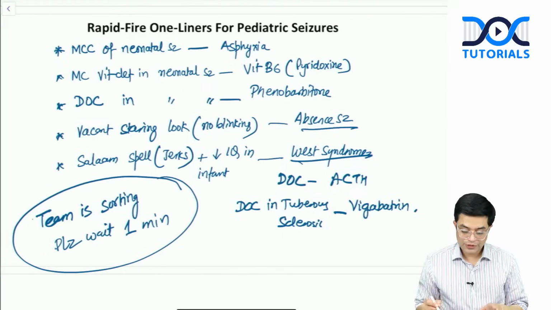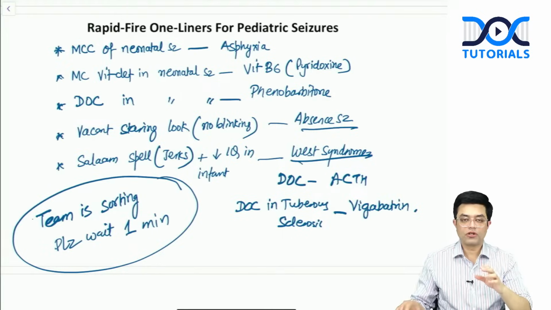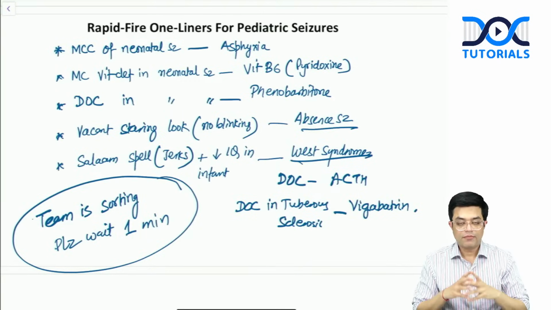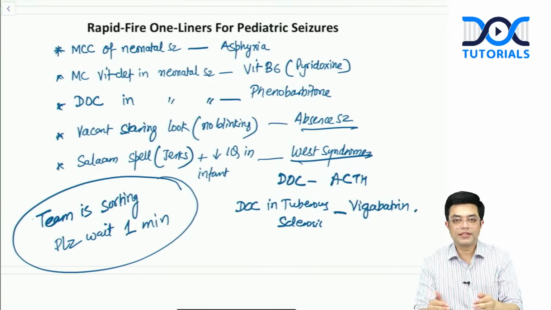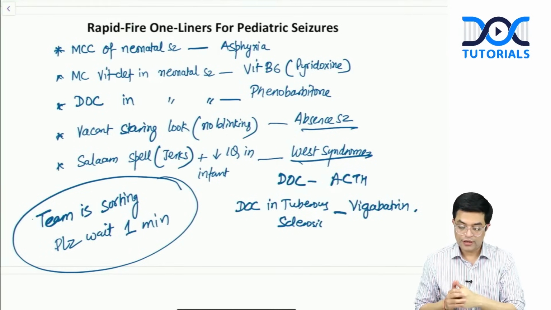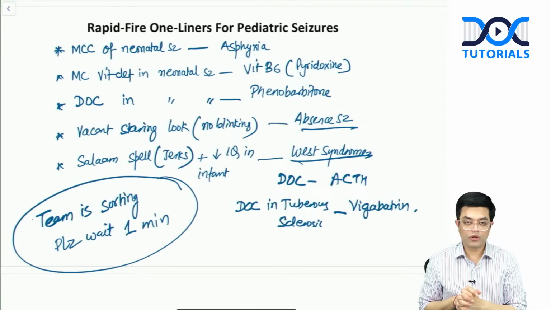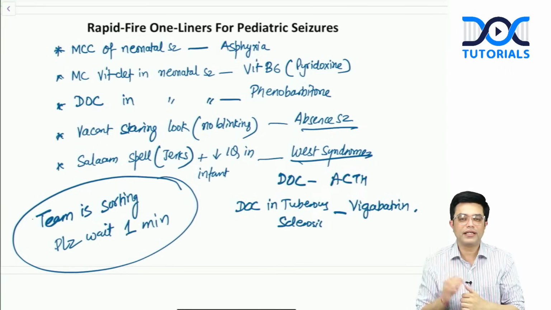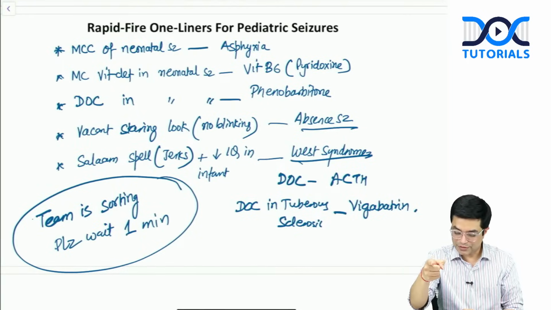So मैं दोबारा से बोल रहा हूँ, ये जो लिखा है रैपिड फायर वन लाइनर: मोस्ट कॉमन कॉज ऑफ नियोनेटल सीजर इज एस्फिक्सिया और हाइपोक्सिक इस्चीमिक एनकेफ्लोपैथी. Which vitamin deficiency causes neonatal seizure? B6 या pyridoxine, because inhibitory neurotransmitter नहीं बनते. Drug of choice in neonatal seizure is phenobarbital. If the question says patient is having vacant staring look, देख नहीं रहा, blink नहीं कर रहा, seizure आ रहा है, answer will be absent seizure.